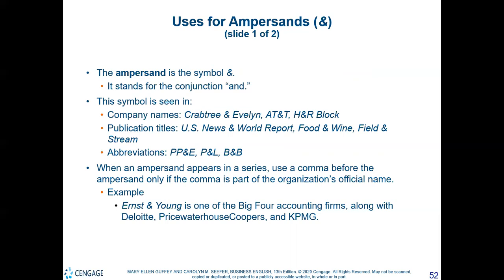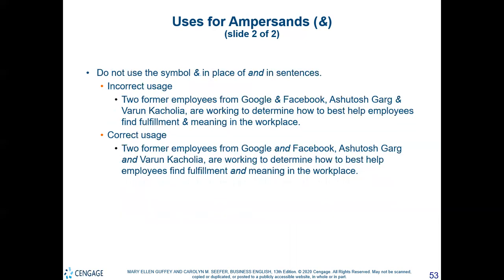When an ampersand appears in a series, use a comma before the ampersand only if the comma is part of the organization's official name. Example: Ernst & Young is one of the big 4 accounting firms, along with Deloitte, PricewaterhouseCoopers, and KPMG. Do not use the symbol in place of the word and in sentences. Incorrect usage: Two former employees at Google & Facebook, Asher, Greg, & Varna & Cora, are working to determine how the best employees can find fulfillment in the workplace.